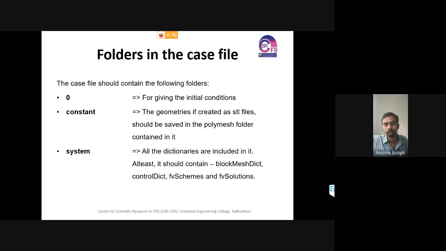Here also, in the case file we have only three folders: zero, constant, and system. In the zero folder, we are giving the initial conditions. The constant folder is for saving the geometries. Now we don't want this tri-surface, because we are not inputting any geometry files into that. So we'll only be getting the polyMesh folder.